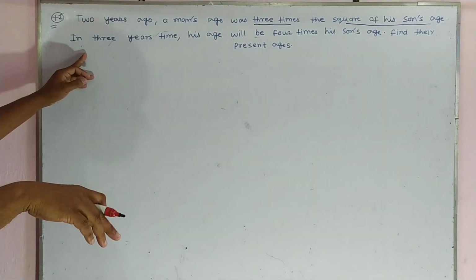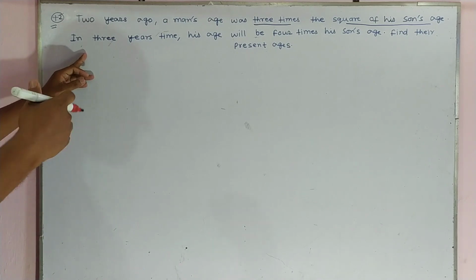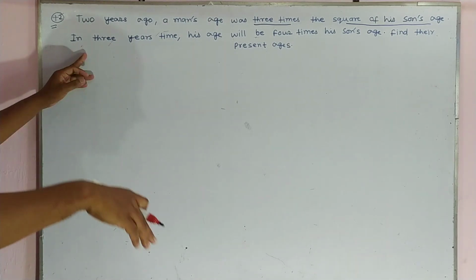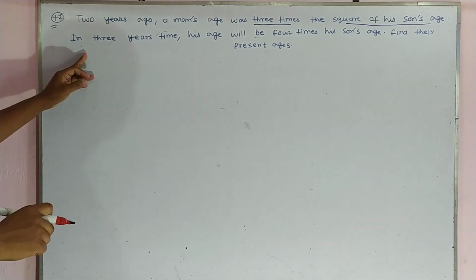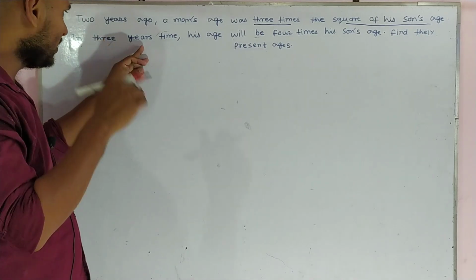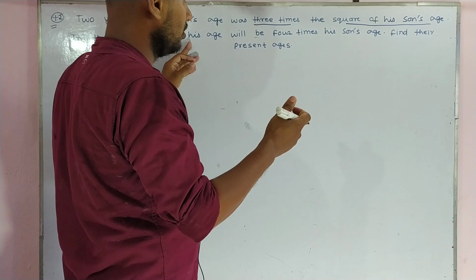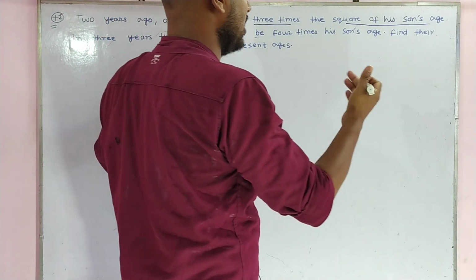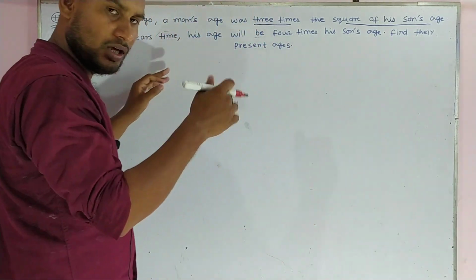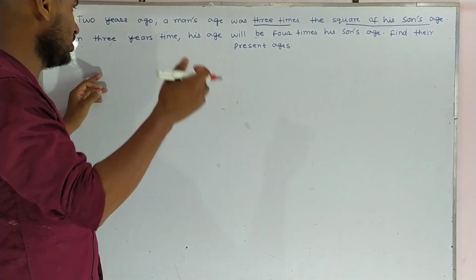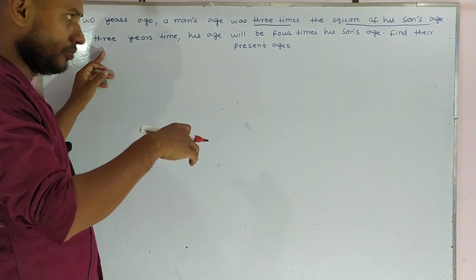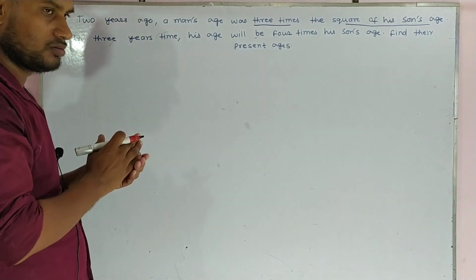But in 3 years, the question is asking about after 3 years. In 3 years time, his age will be 4 times his son's age. His age will be 4 times his son's age in 3 years. What is the meaning of this, in 3 years?